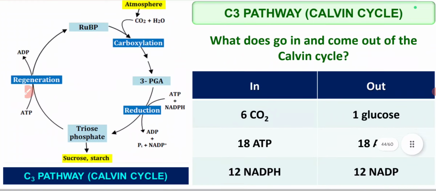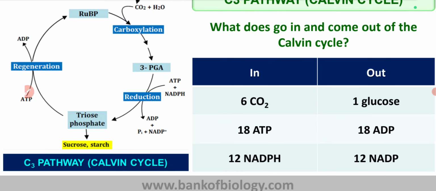So here is what goes in and comes out of the Calvin cycle. Here you can see 6 CO2 goes in and 1 glucose comes out. 18 ATP goes in and 18 ADP and Pi comes out. 12 NADPH goes in and 12 NADP+ comes out.